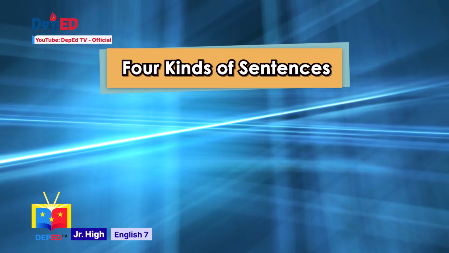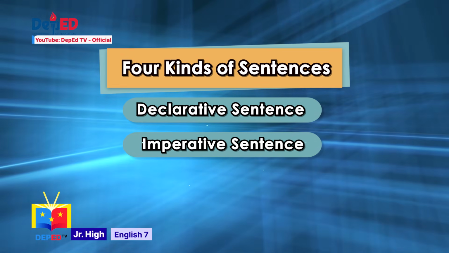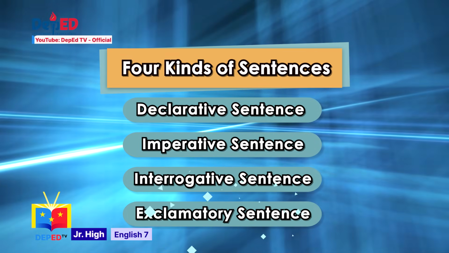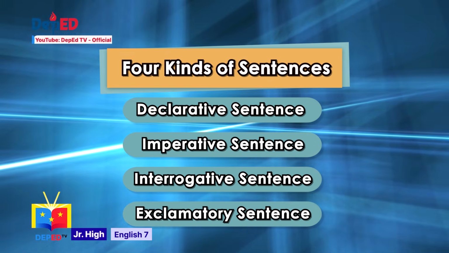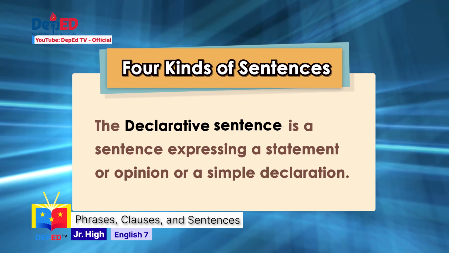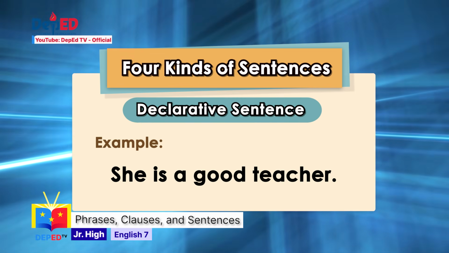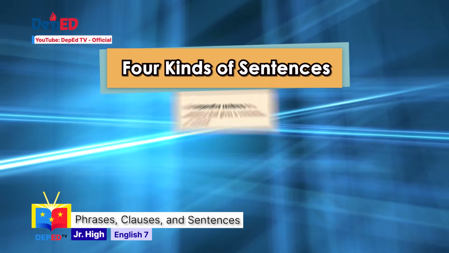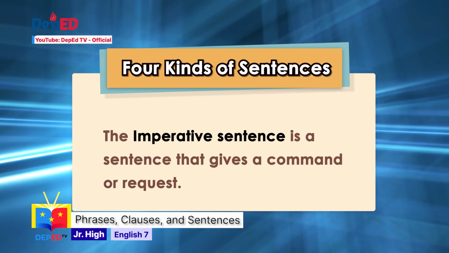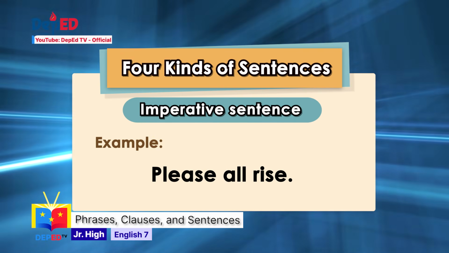Can you still remember the 4 kinds of sentences, class? Great! Let's have a short recap of what you've learned from your previous grade level. They are the declarative sentence or a sentence expressing a statement or opinion or a simple declaration. Example, she is a good teacher. The imperative sentence is a sentence that gives a command or request. Example, please all rise.